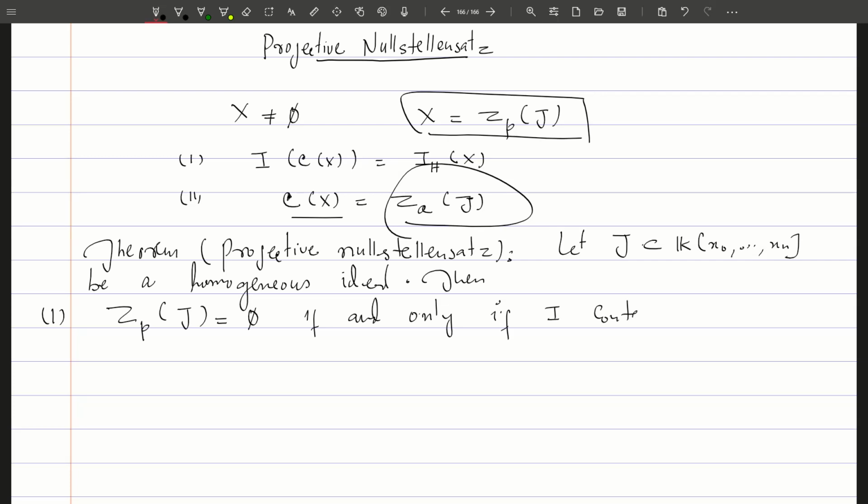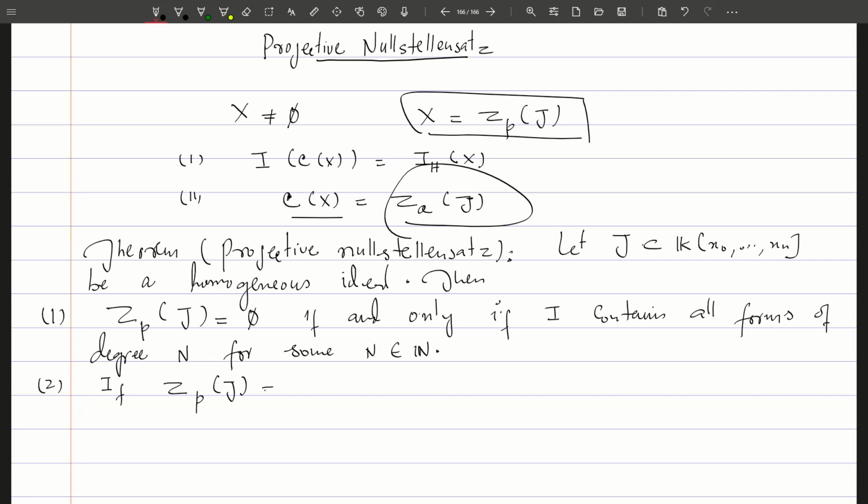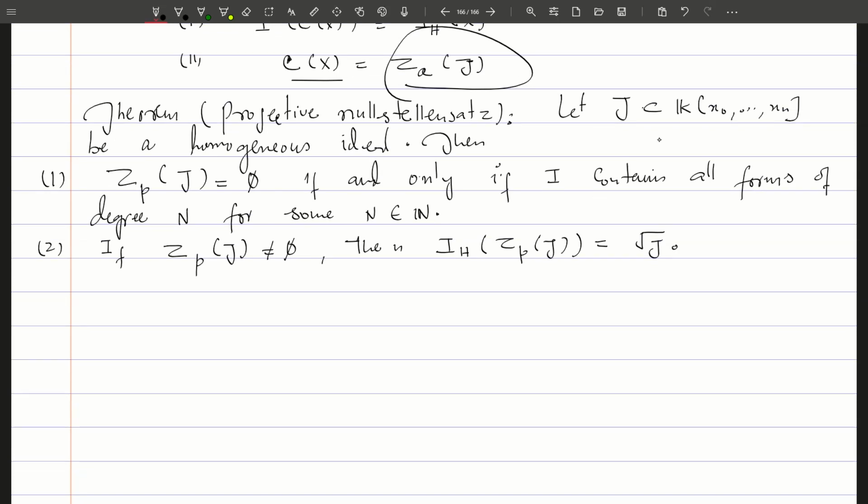J contains all homogeneous polynomials, by which we mean the forms, of degree n for some positive integer n. And for the second item, if the projective zero set of the ideal J is non-empty, then the homogeneous ideal of the projective zero set of J is actually the radical of J. So this is the projective version of the Nullstellensatz. Let us prove the first item first.